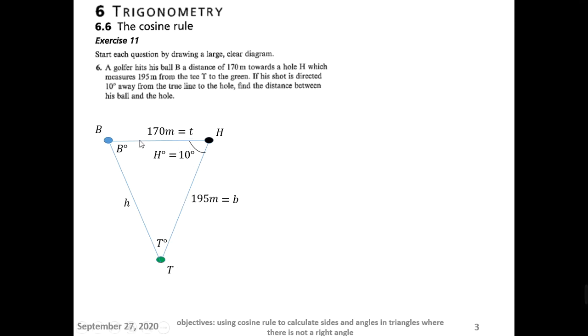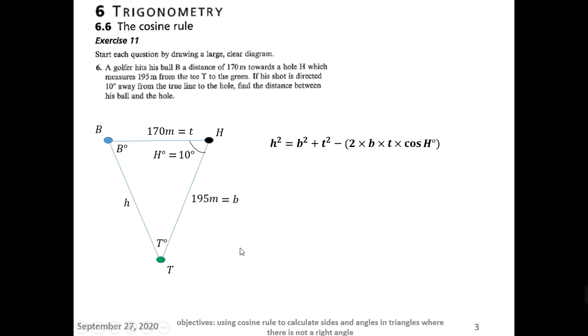Now, let's have a look. This is a known side, and this is a known side, and the angle in between is known as well. So we can find the missing side h using the cosine rule. So h squared is equal to, what are the other two sides? B and t. So b squared plus t squared minus, in brackets, 2 times side b times side t times cosine the angle between side b and t, which is angle H.